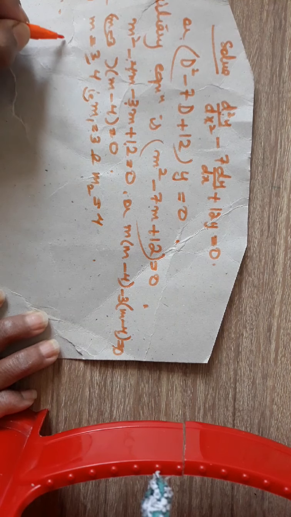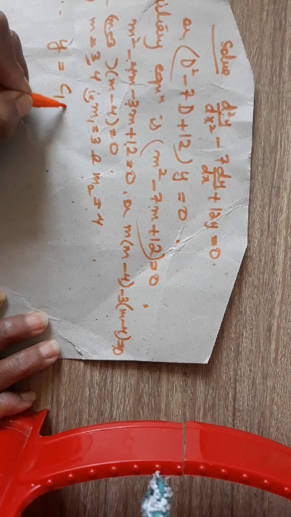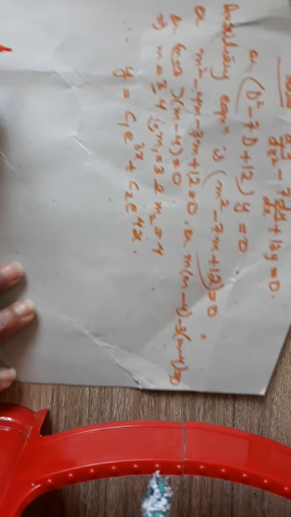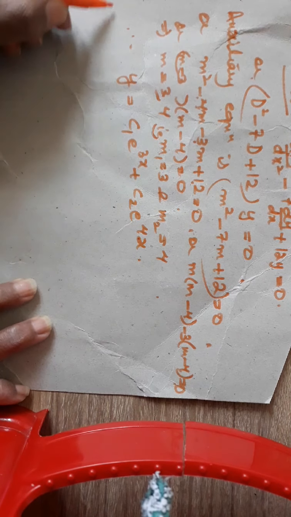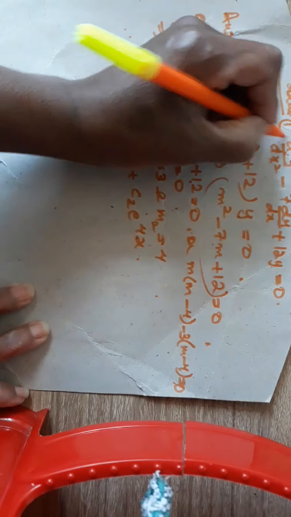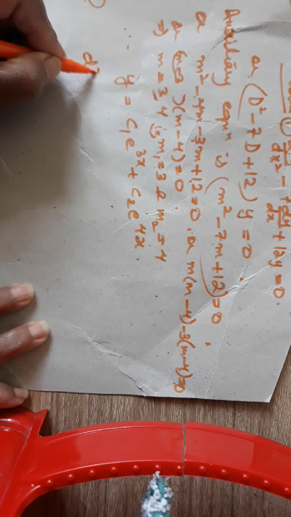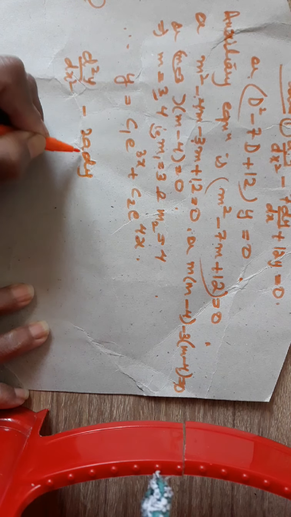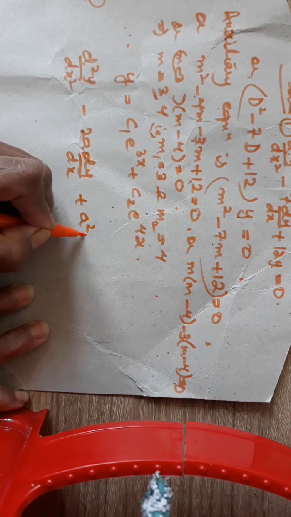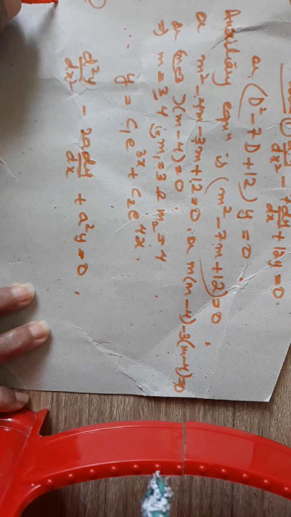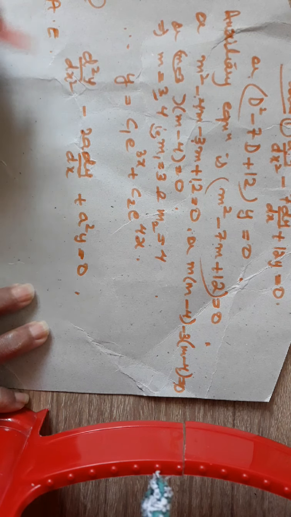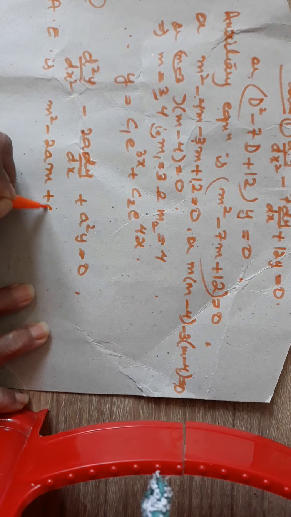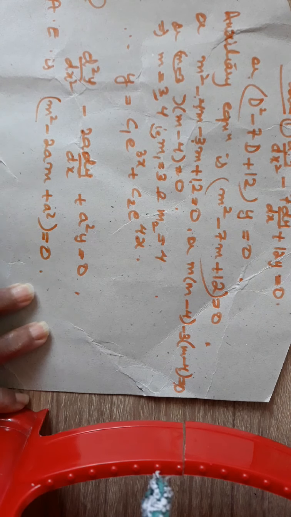So the general solution will be y = c1 e^(3x) + c2 e^(4x). Now consider equation 2: d2y/dx2 - 2a dy/dx + a^2 y = 0. The auxiliary equation, AE, is m^2 - 2am + a^2 = 0. Factorize this.